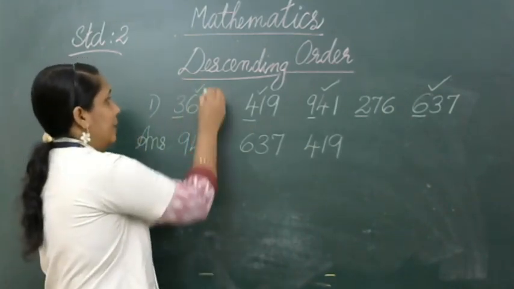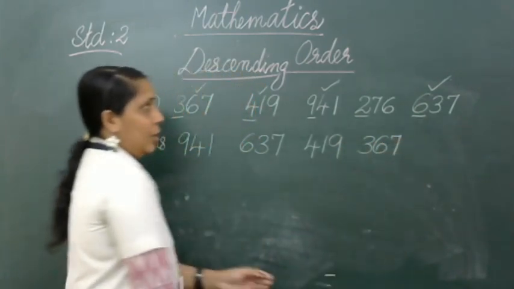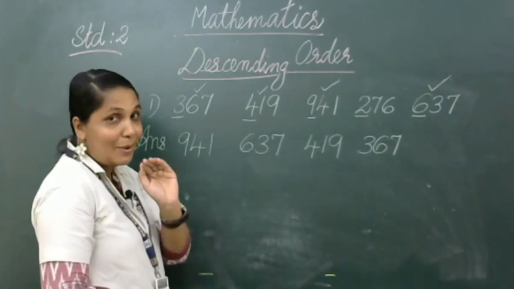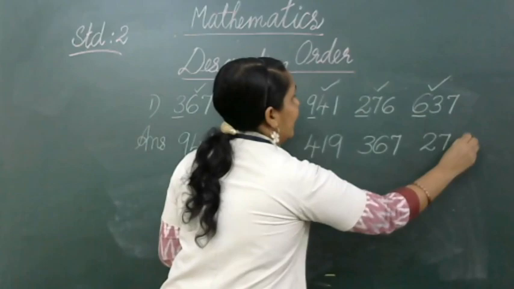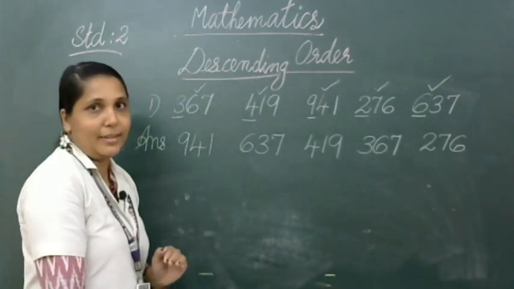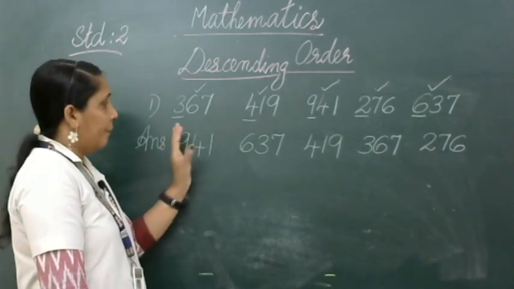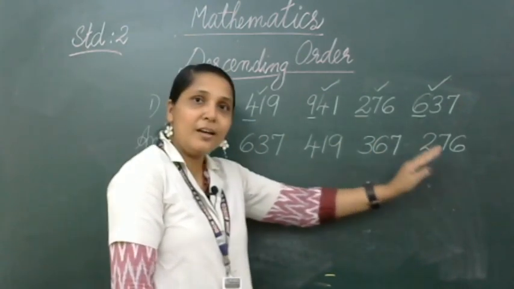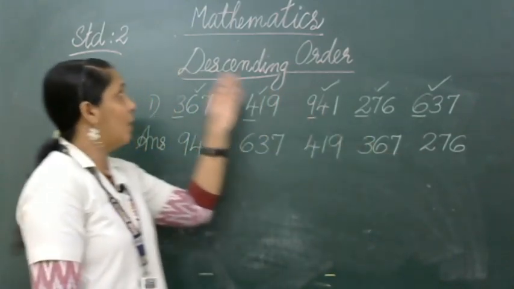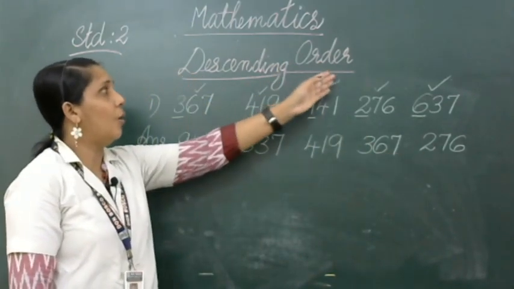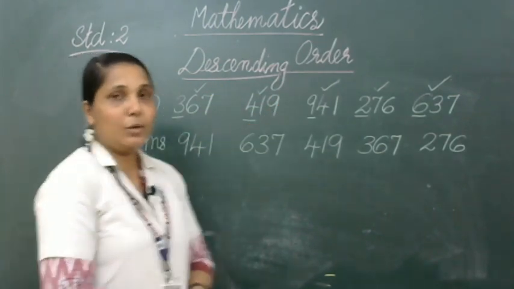So tick the number, then write 367. Now the last number, that is the smallest one among these, that is 276. So we arranged the numbers from biggest to the smallest. This arrangement is called descending order. Shall we do one more question?